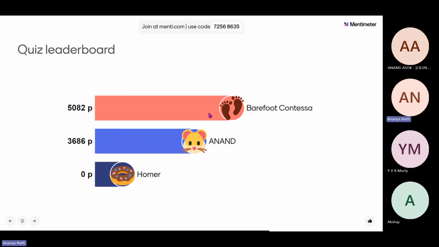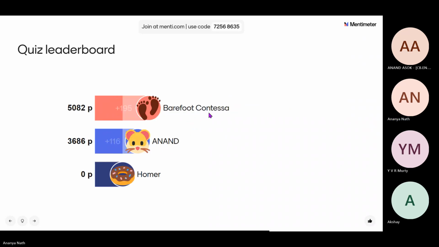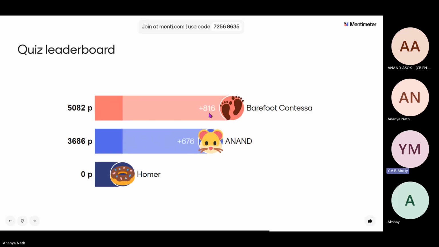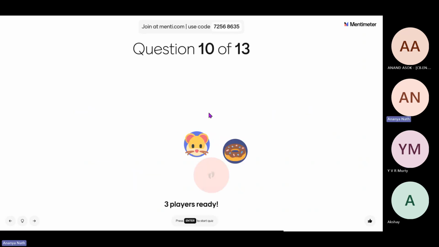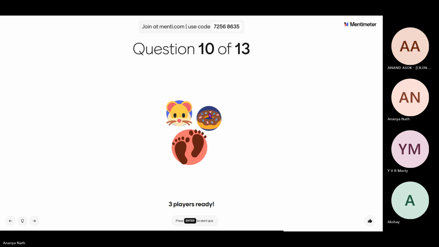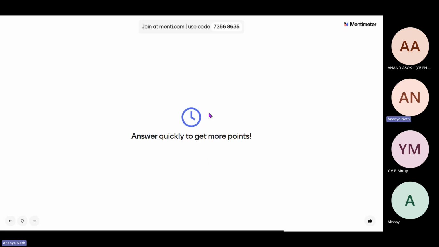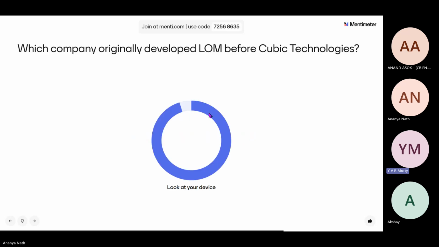Okay. So here is our result. So barefoot is going ahead. Yes. Let's see. Next question. Who is barefoot? Myself, why we are Murthy? Oh, okay. Respond quickly to get more points.